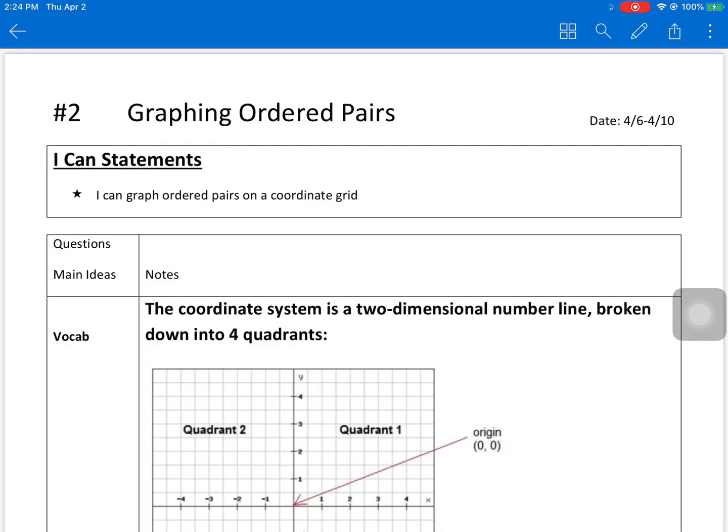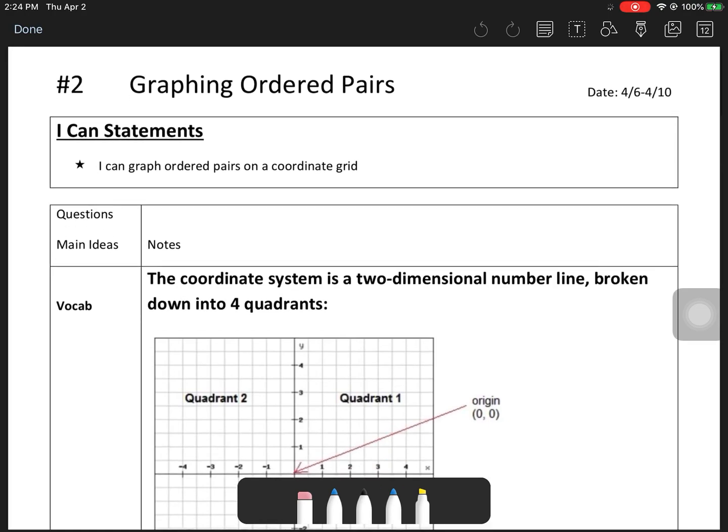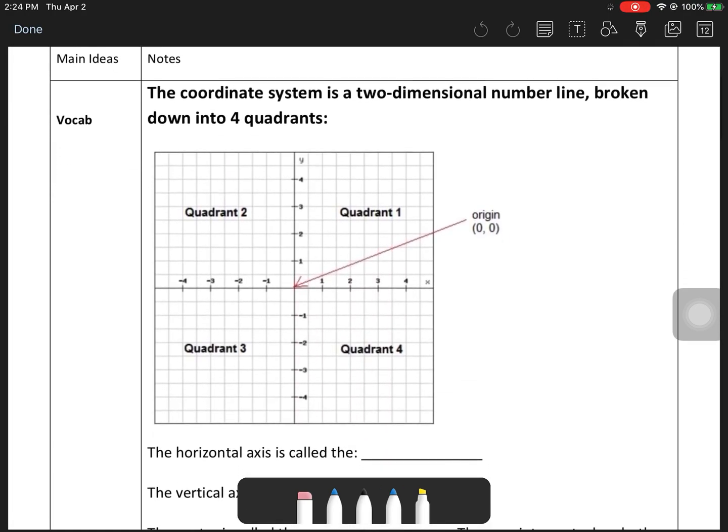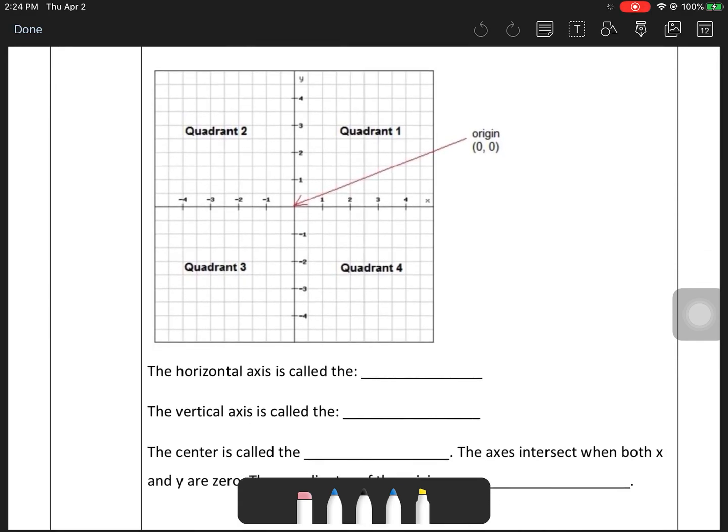We are going to start in this section practicing graphing on the coordinate plane. So the first thing we need to talk about is what the coordinate plane looks like. It is a two-dimensional surface that is broken down into 4 quadrants, and you can see the names of these quadrants. It starts in the upper right-hand corner as quadrant 1, then we have quadrant 2, quadrant 3, and quadrant 4.